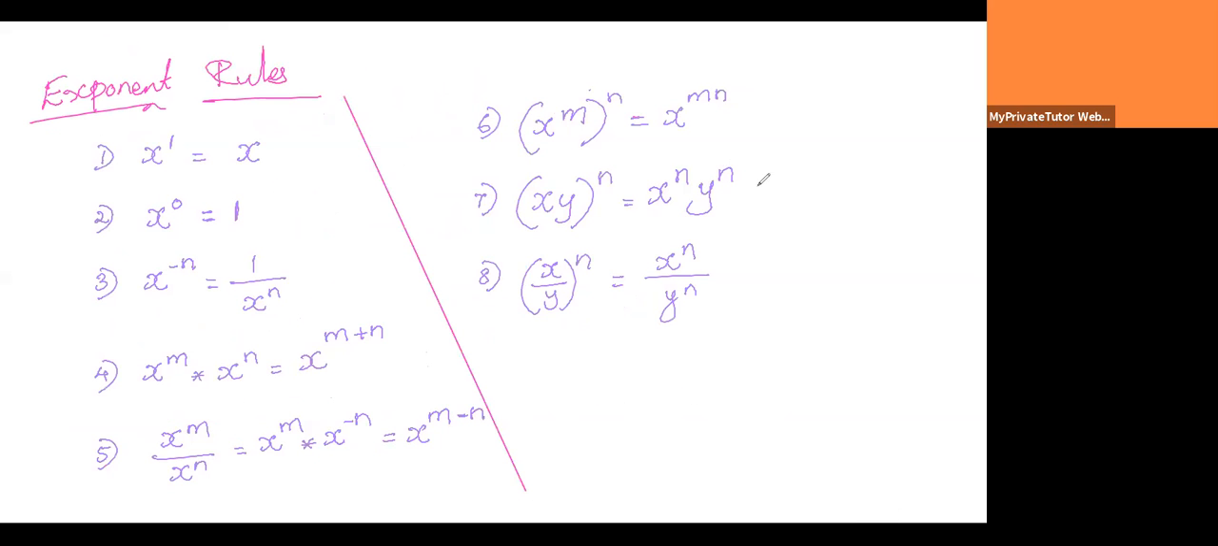The seventh rule. Can you see the seventh rule? It is the power of a power. So we are going to multiply the exponents, isn't it? Or vice versa, it works in both directions. So that's what we are going to do in this question.